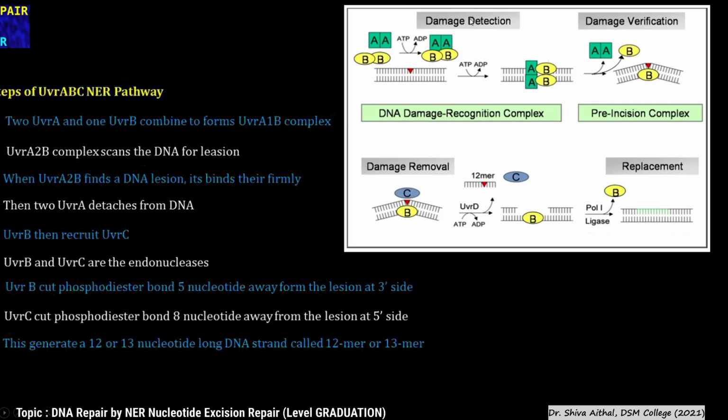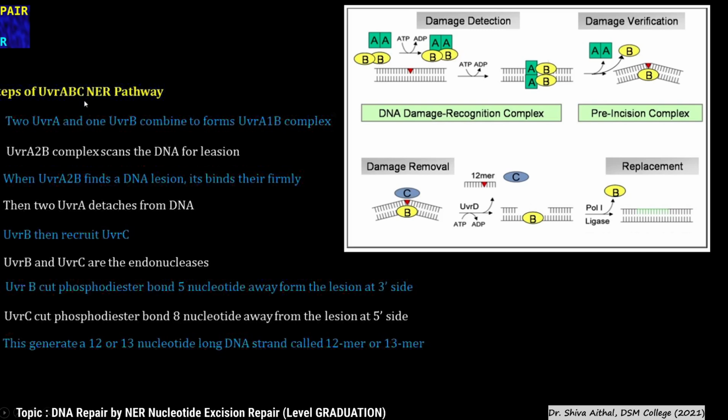First is damaged DNA detection. Second is damaged DNA verification. Third is the damage removal. Then the pre-incision complex, where the damage verification is done and damage is removed, and in the post-incision complex, the replacement and filling up of the gap takes place.